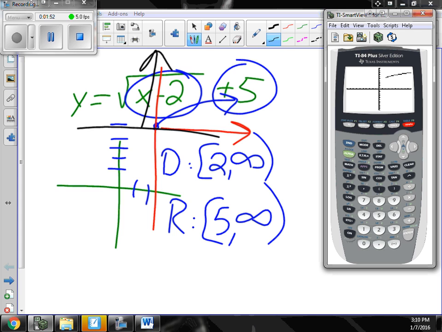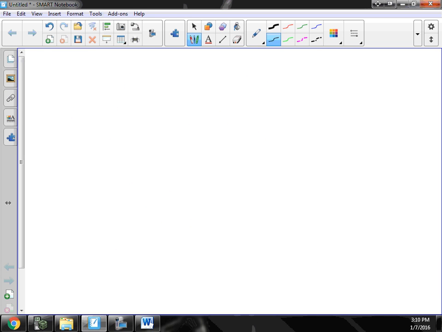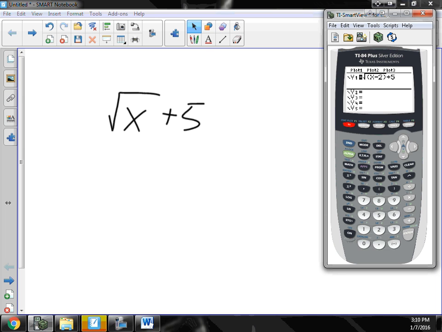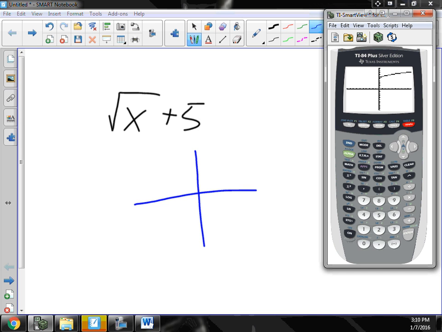So if you look at number 5, the square root of x plus 5. So go in here. It's pretty similar to the one I just did, so I'll go like this and graph. And that graph looks like it hits the y-axis at 5 and goes up from there. All right, pretty simple worksheet.